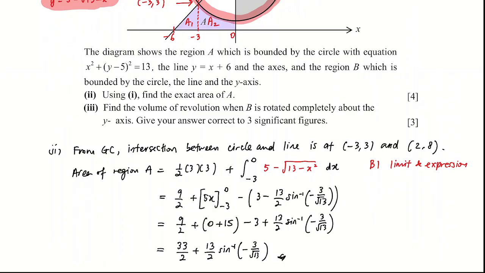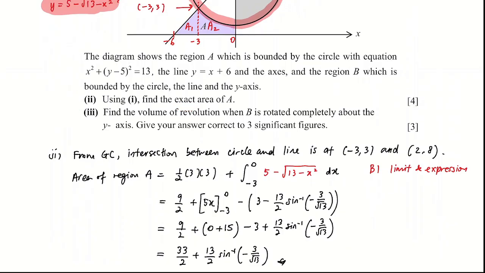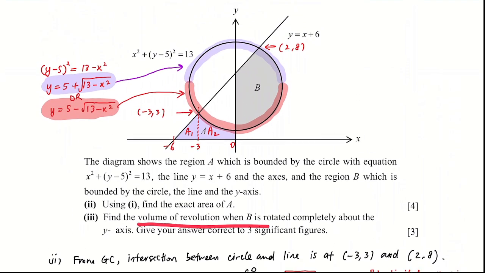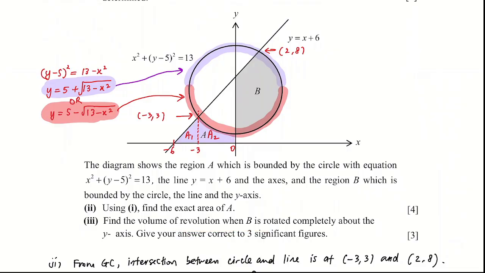Once again, take note for this question, we want to find the exact value for the area A. Now for part 3, we want to find the volume of revolution when B is rotated completely. Take a look, we have rotated completely about the y-axis, so this means that we will need to do a dy. Then the best part is we can give our answer correct to 3 significant figures, which means we can make use of our GC.